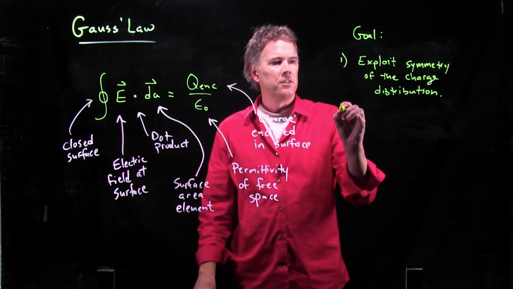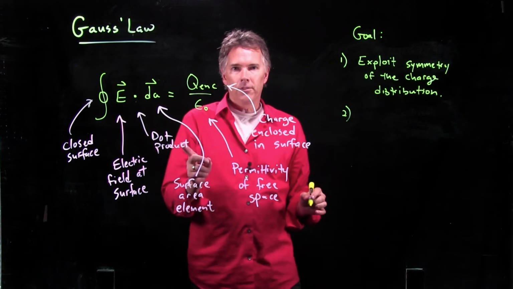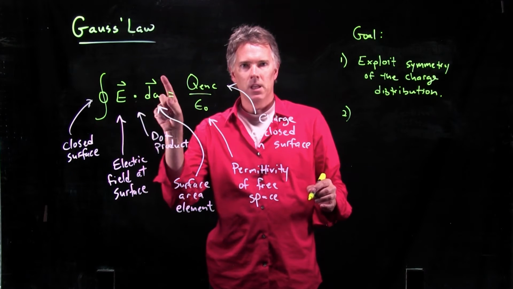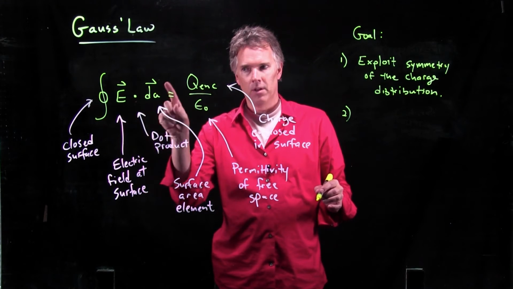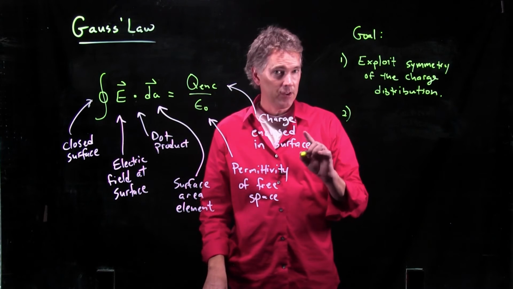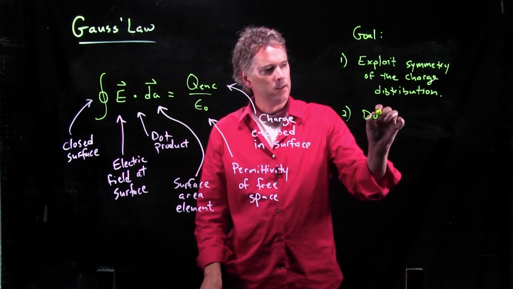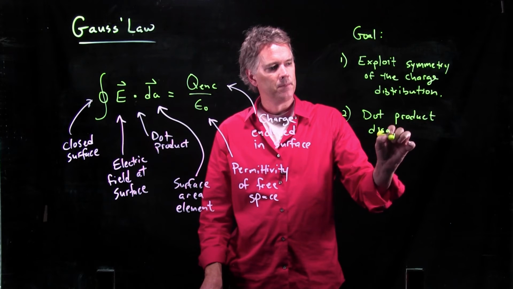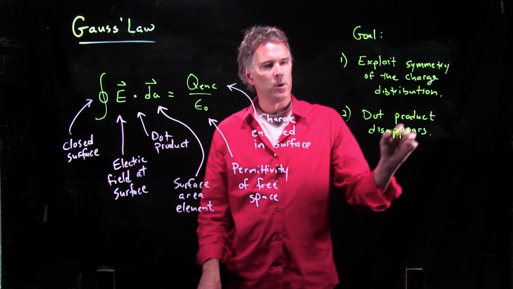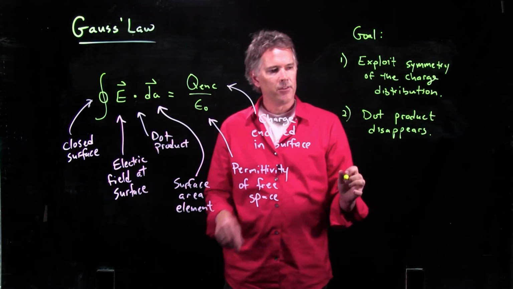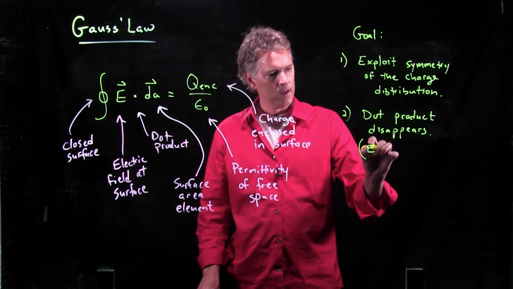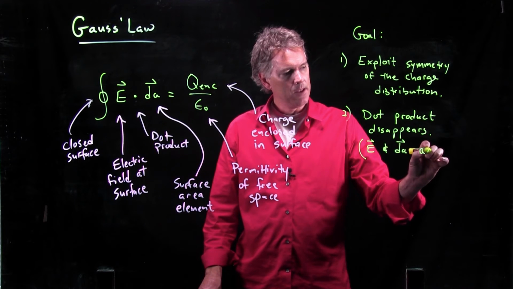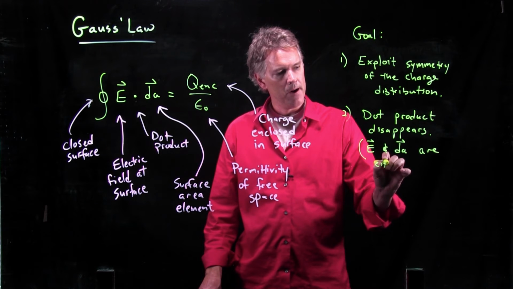Okay? The second thing is, once we exploit that symmetry, we want to stick in the E field at the surface and dot it with the dA such that the dot product disappears. Now, what do we mean by that? What we mean is that E and dA have to be either parallel or perpendicular.